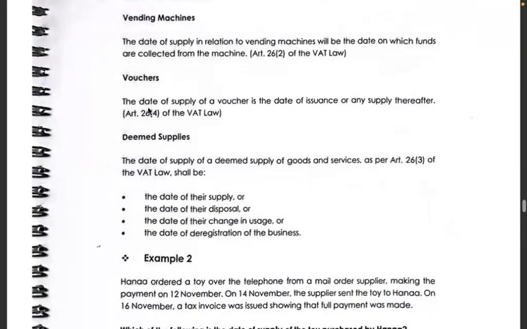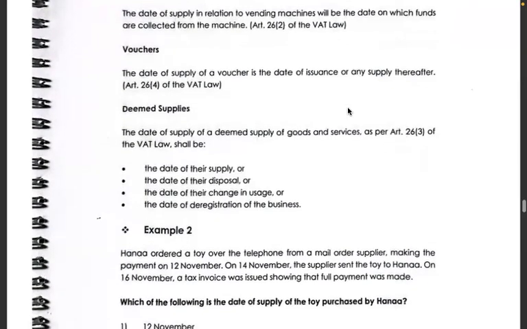What about vouchers? The date of supply of a voucher is the date of issuance or any supply thereafter. Okay, whichever is earlier. So date of issuance or any supply thereafter. That will be the date of supply of a voucher.